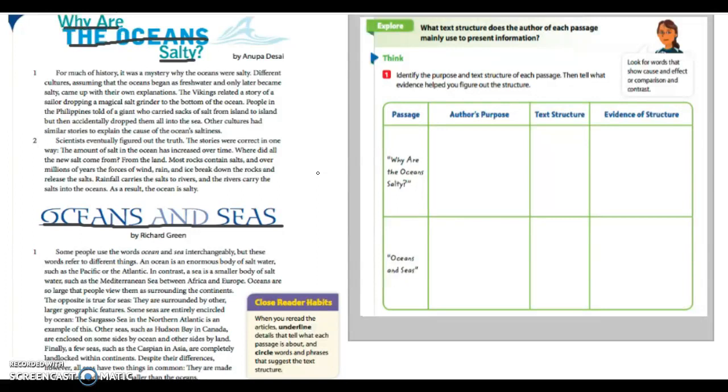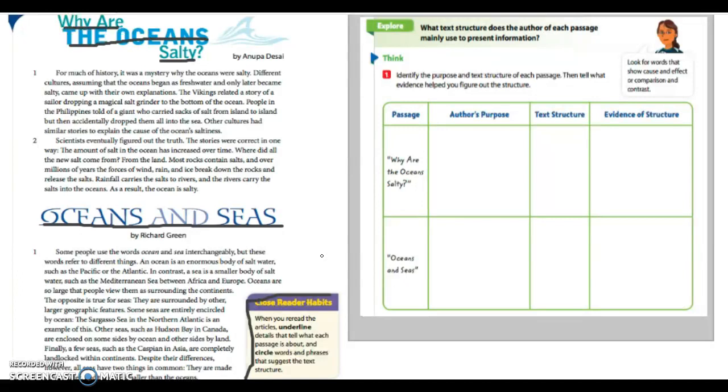We are now going to go through and find any important words. I do see 2 titles. There is a closed reading habit box and a small illustration up in the corner of some waves. The closed reading habits box says, when you read the article, underline details and tell what each passage is about, and circle the words or phrases that suggest text structure. We are now going to go to our questions.